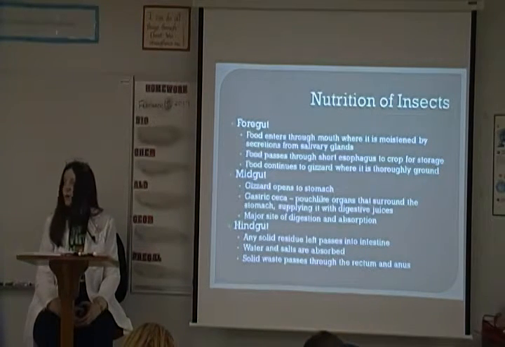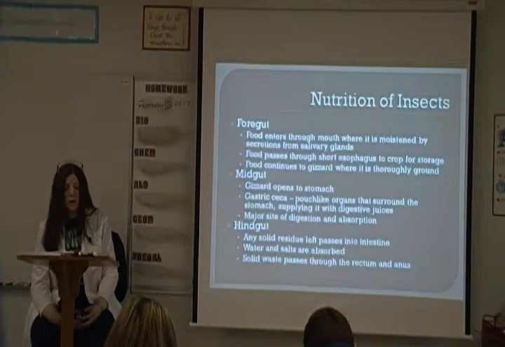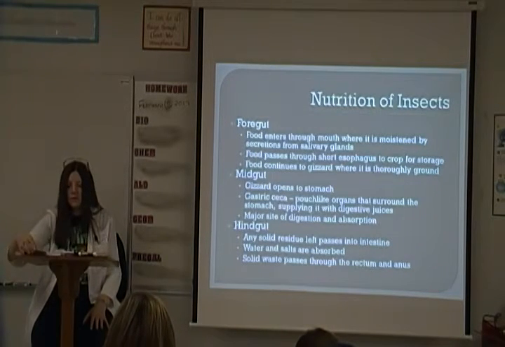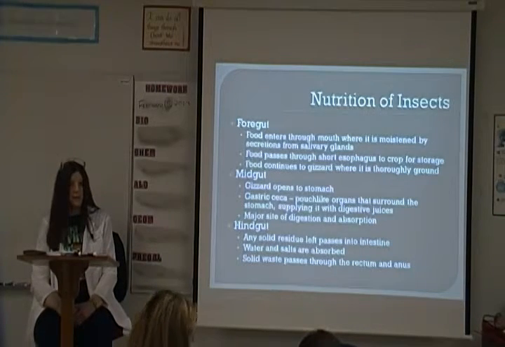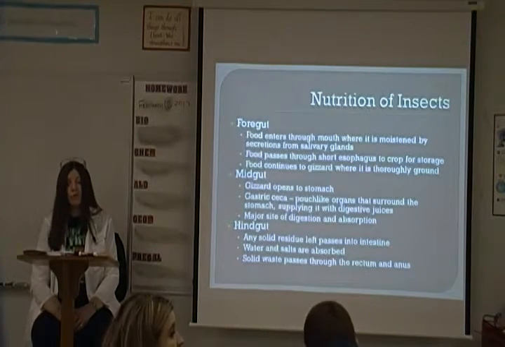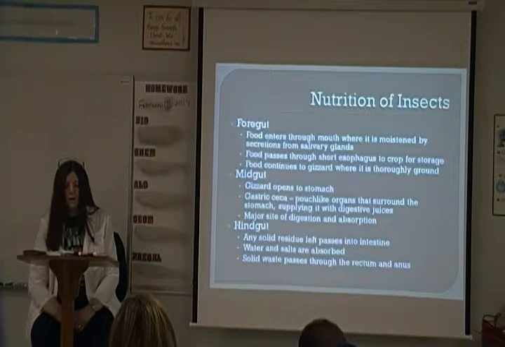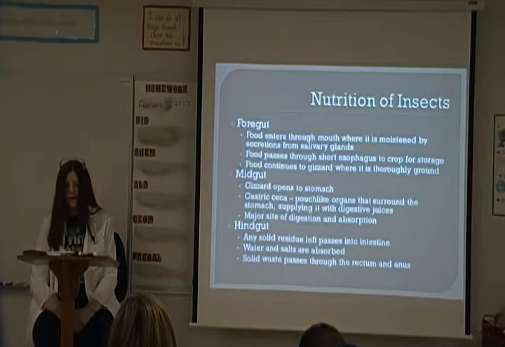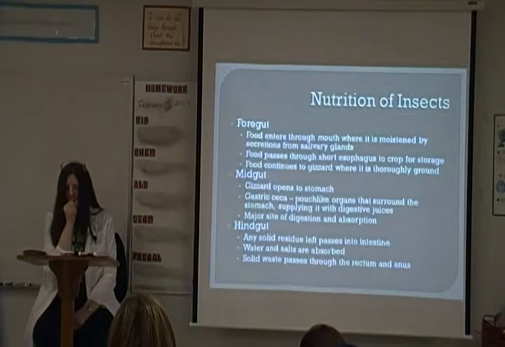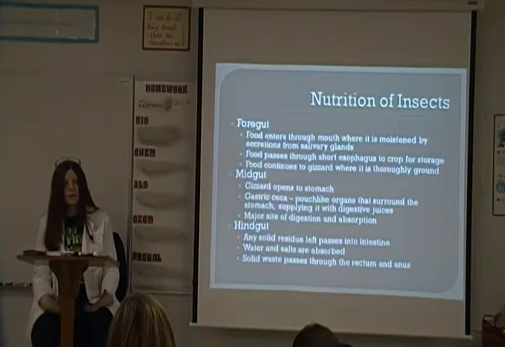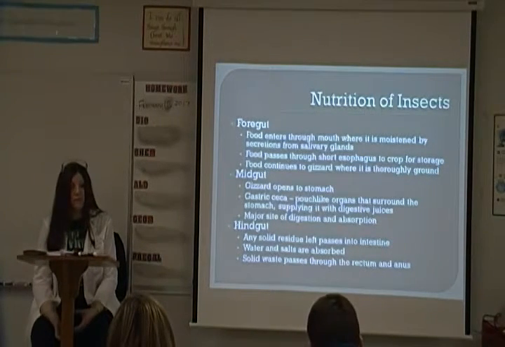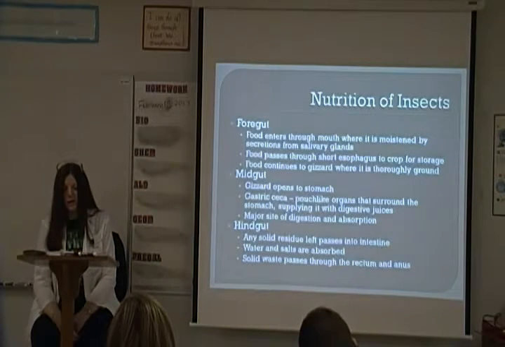Some insects do need help with digestion. I'm going to leave this up here while you guys are writing that. But some have, like for example, termites. Does anyone know what termites eat? Wood. They do. They eat wood, and wood has a lot of cellulose in it, right? Cellulose is that material that gives plants toughness, and wood is made from plants, right?